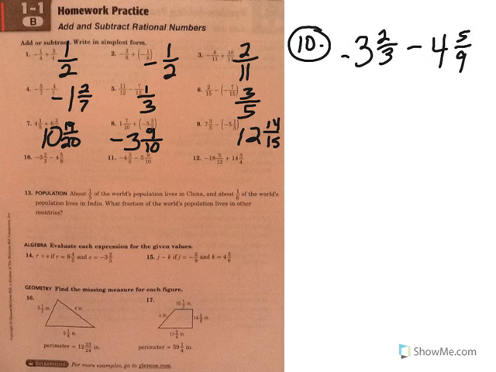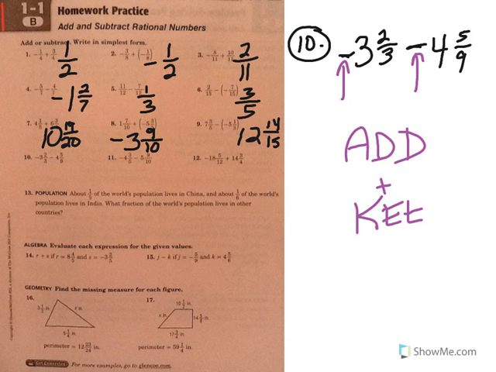Number 10 says negative 3 2/3 minus 4 5/9. Now, here's a scenario where it is subtraction, but we have to begin with a negative already, so it's really same sign, add, and keep. So we won't have any problems with this because we have the same sign. It just so happens we have two negatives.